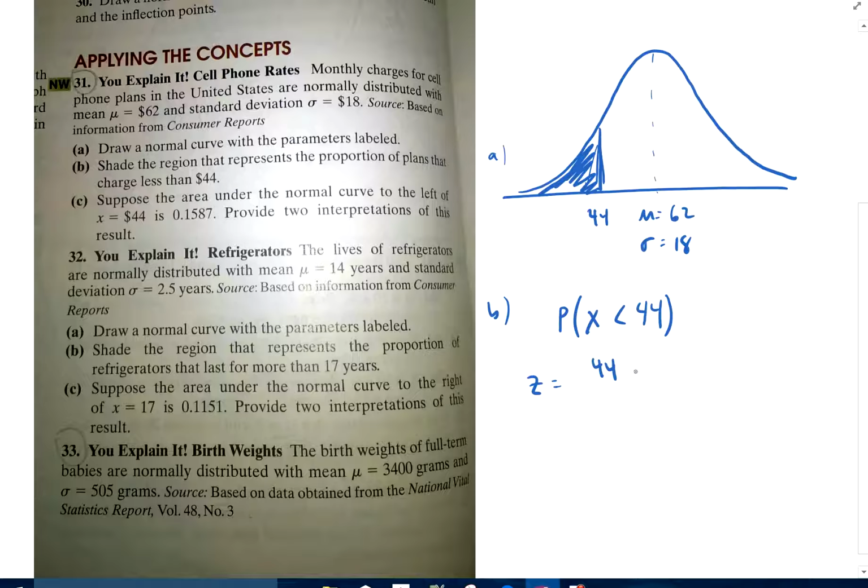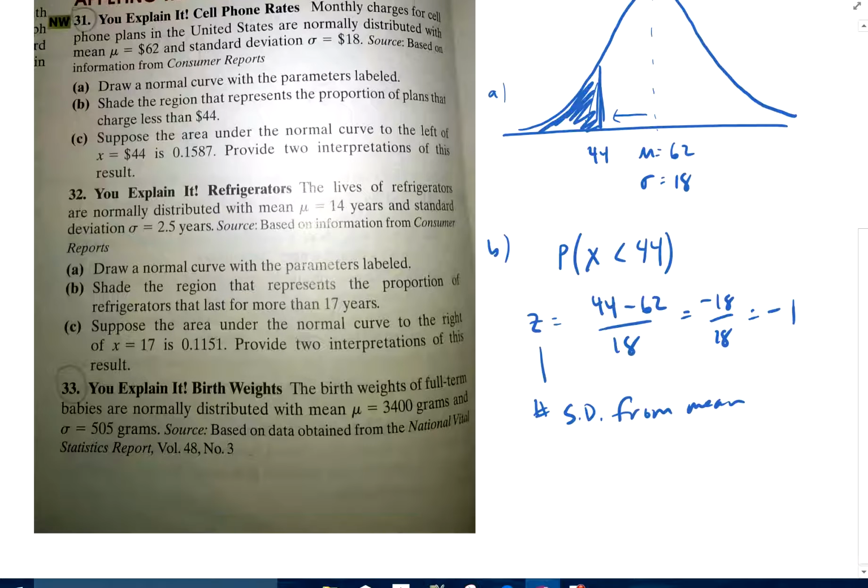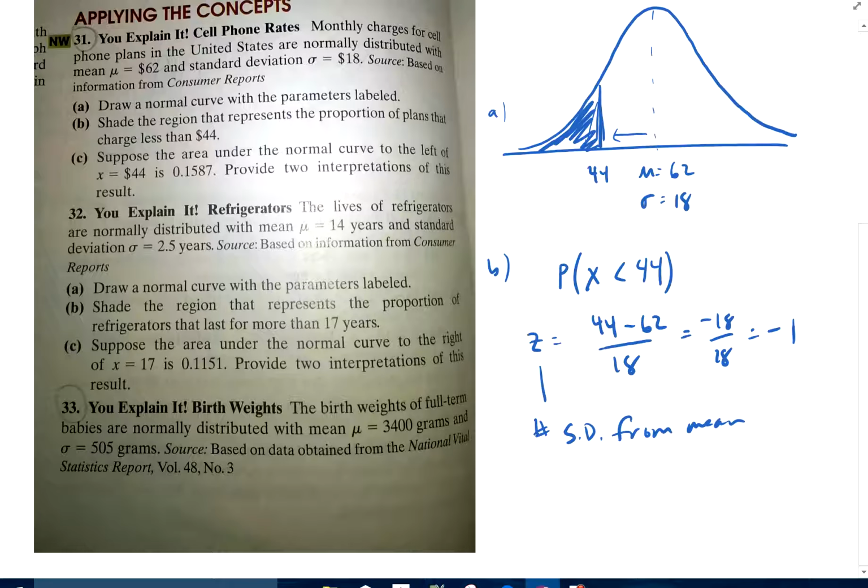Z-score is 44 minus 62 over 18, which is negative 18 over 18, which is negative 1. Okay, so my z-score is negative 1. So this is one standard deviation away. That's what z is: the number of standard deviations from the mean. And so I can either look that up on the table or I can do this on my calculator, and either way I get approximately 16%.